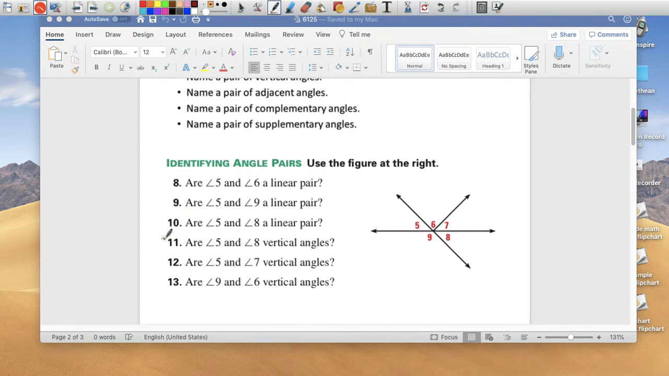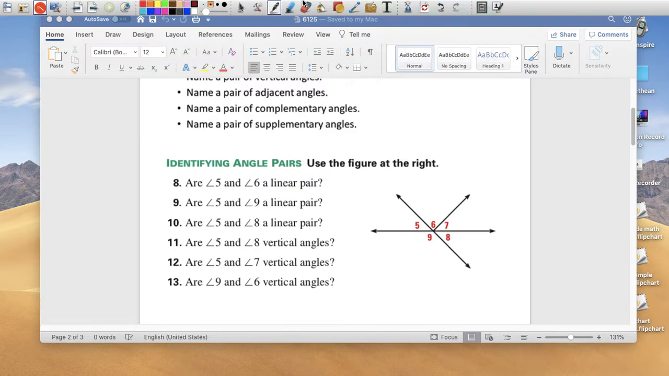But now, question 11 is asking, 5 and 8, are they vertical angles? In this case, they are, right? Opposite sides. If you look at this, it sort of looks like this, and this is angle 5 and this is angle 8. So they're opposite sides, so they are vertical angles. 5 and 7, they're not opposite sides, so that's definitely a no.